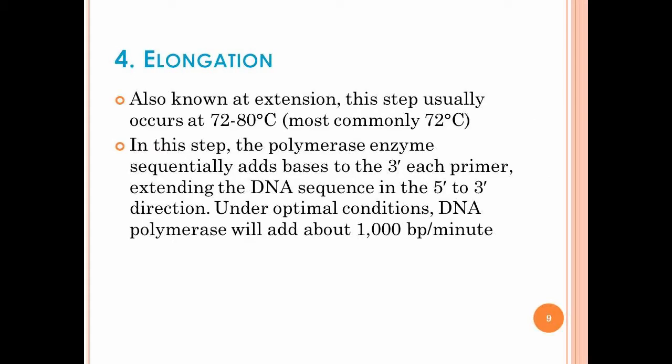Elongation, also known as extension. This step usually occurs at 72 to 80 degrees Celsius, most commonly 72 degrees Celsius. In this step, the polymerase enzyme sequentially adds bases to the 3' end of each primer, extending the DNA sequence in the 5' to 3' direction. Under optimal conditions, DNA polymerase will add about 1000 base pairs per minute.